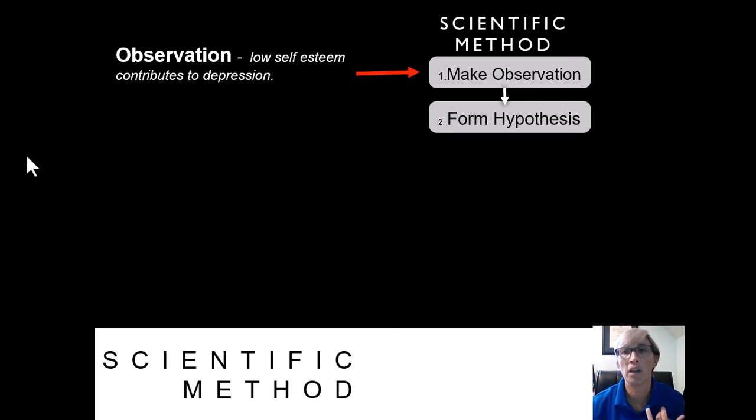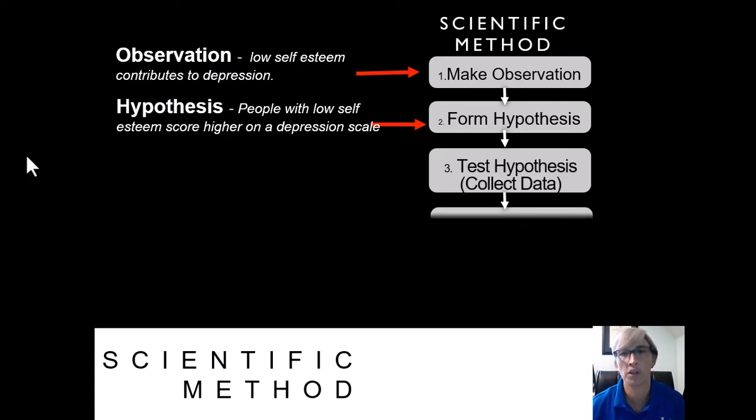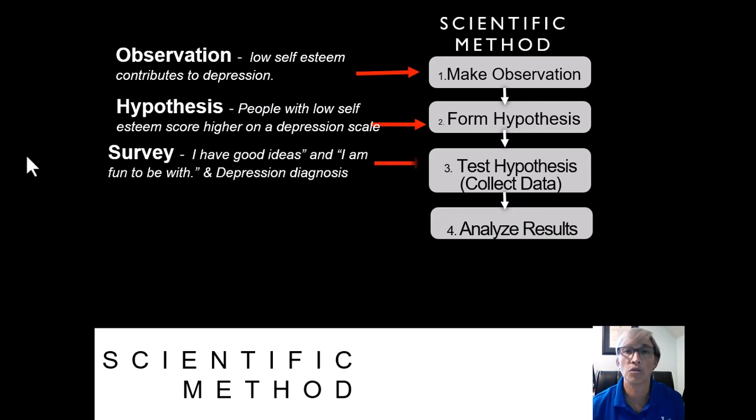Number one, they're going to make an observation, and two, they're going to form a hypothesis. So the hypothesis might look like this: people with low self-esteem score higher on a depression scale. They're going to test that hypothesis by sending out surveys. Surveys might have questions or statements, maybe it's a Likert scale. It says, I have good ideas and I am fun to be with. And this will lead us to a depression diagnosis, perhaps.